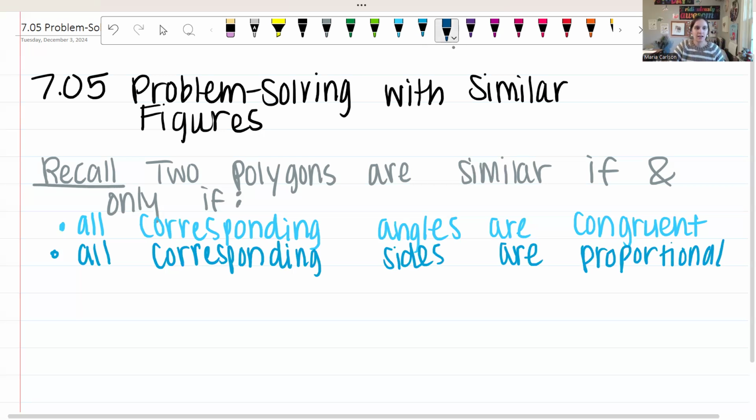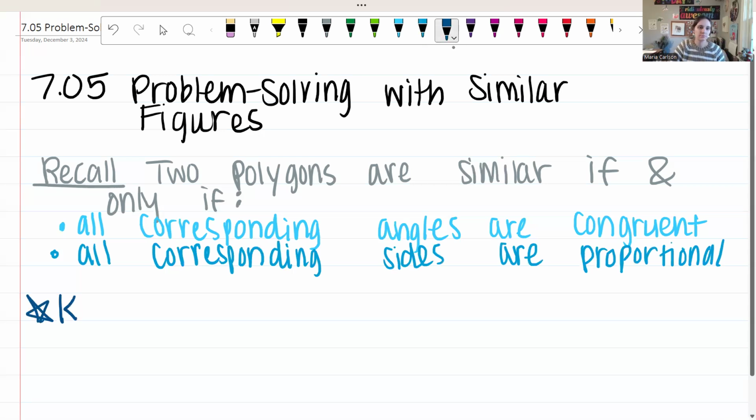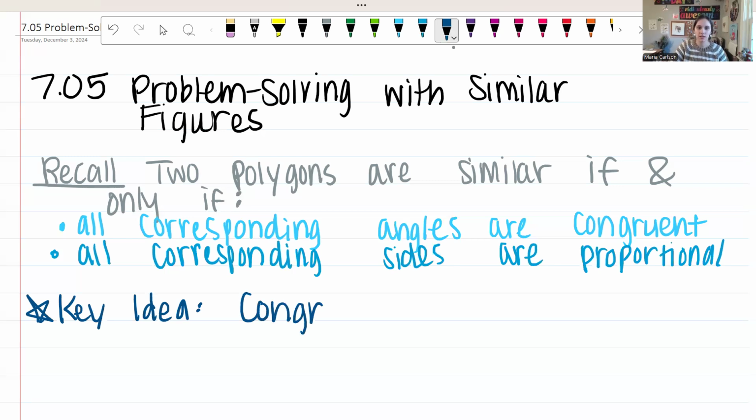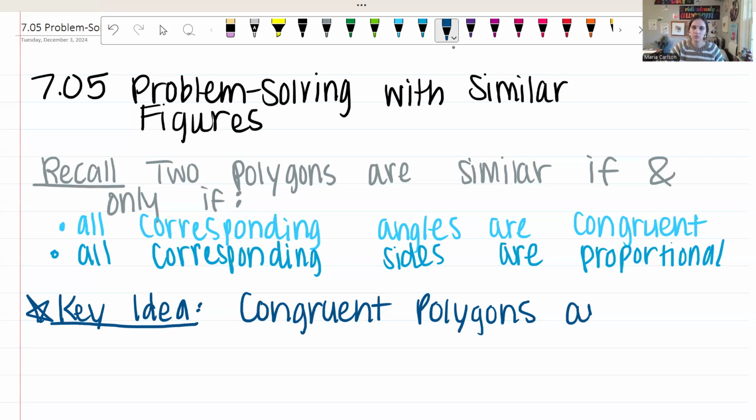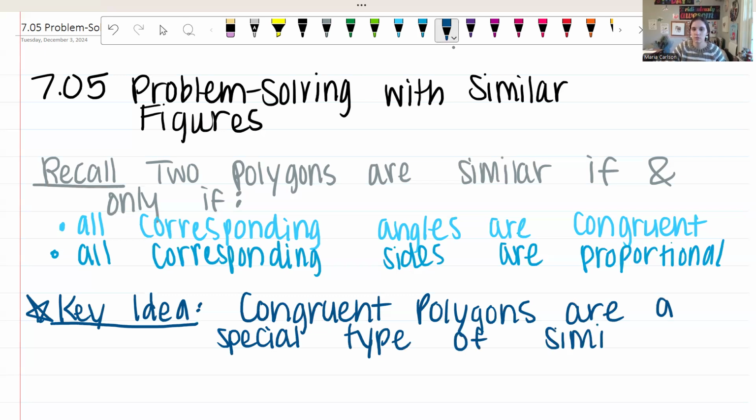A key idea that goes along with this is that congruent polygons, meaning polygons that are congruent, are a special type of similar figure.